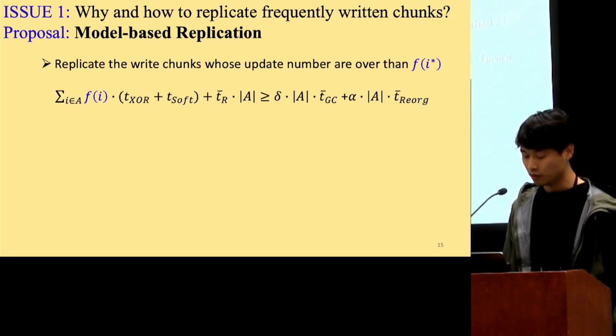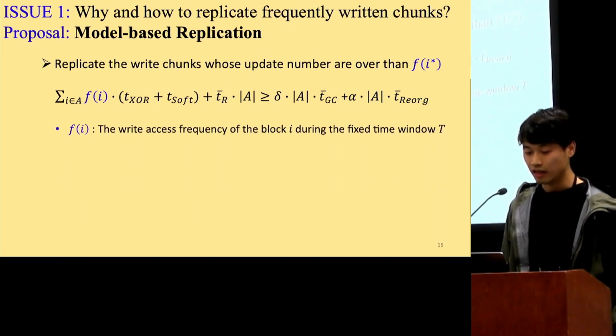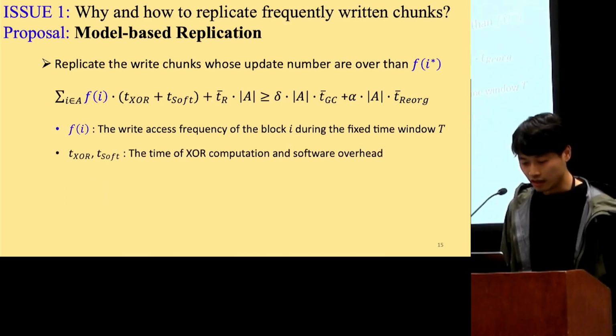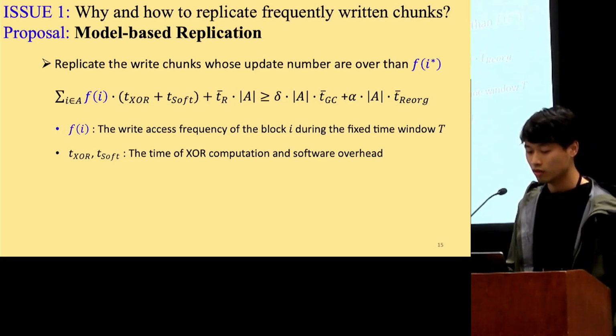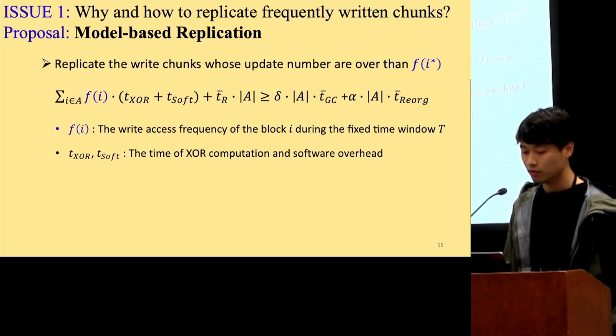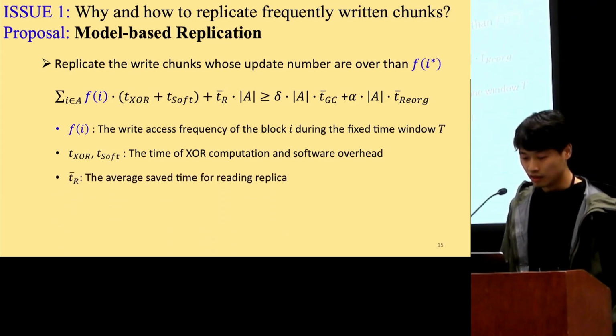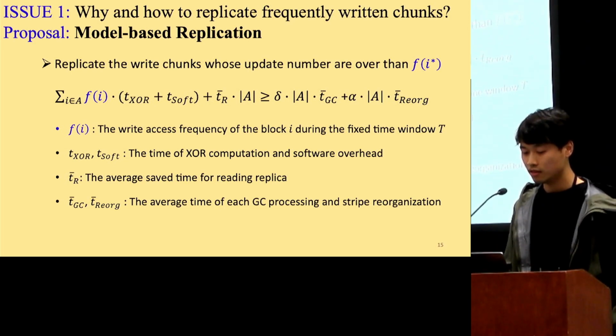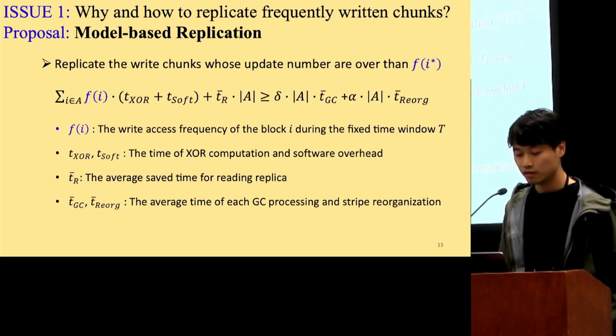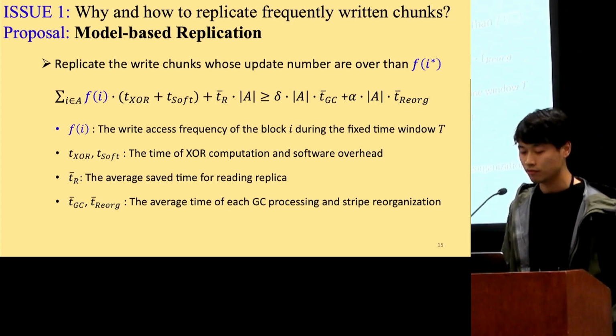And in this formula, the Fi means the read access frequency of block i. The T XOR and T soft mean the time of XOR computing and the software overhead. And the T R bar means the average saved time for reading a replica. And the T GC and T reorganization bar mean the average time of each GC processing and the strap reorganization.